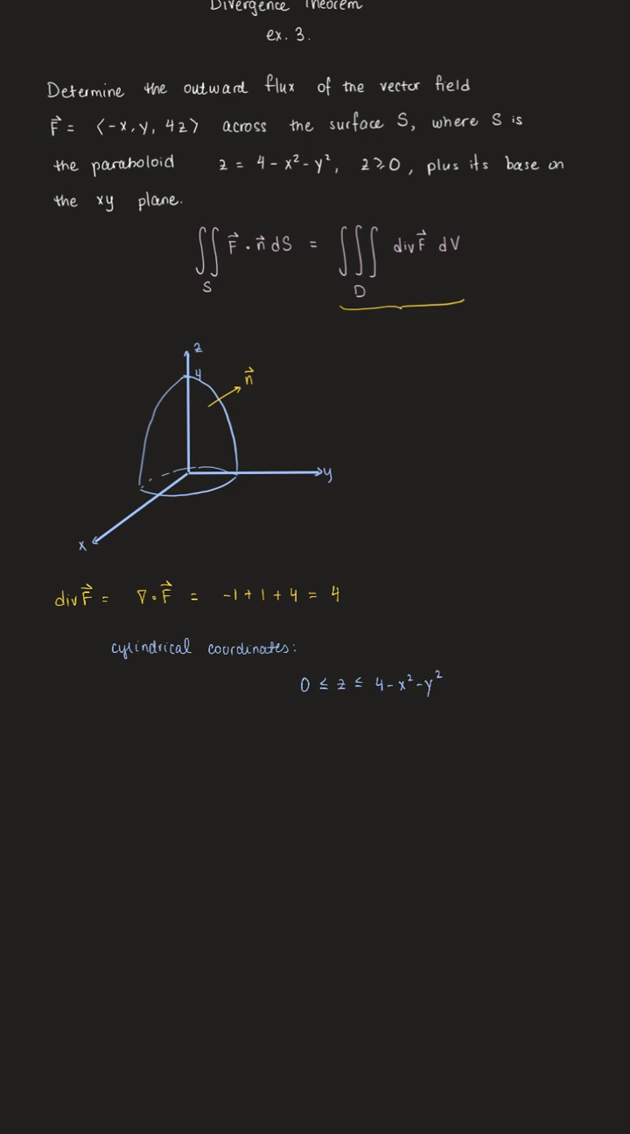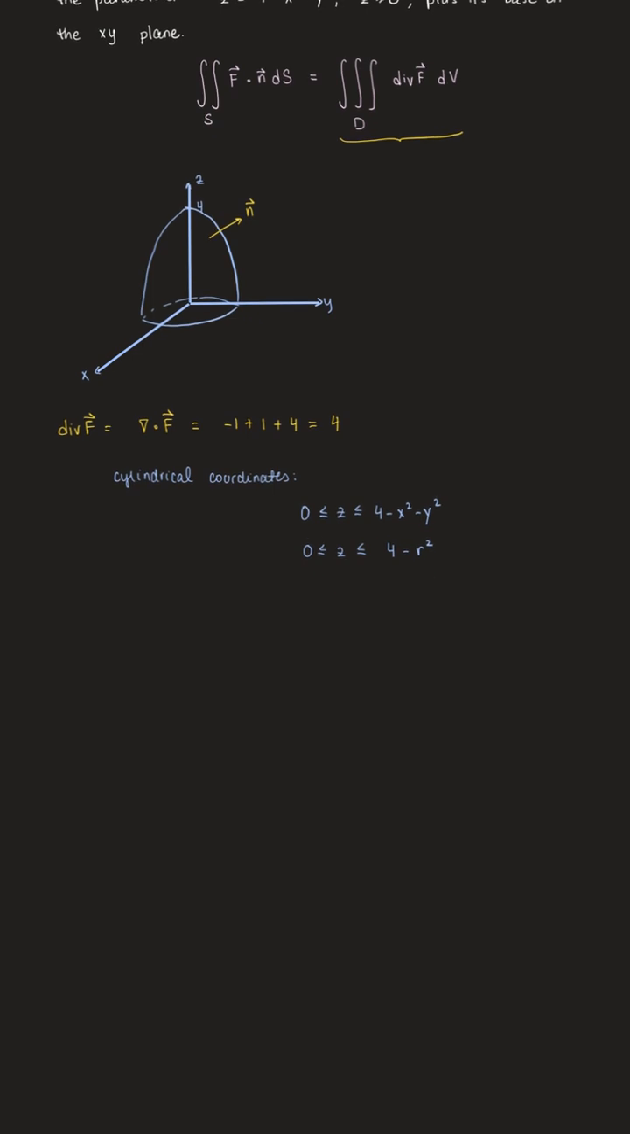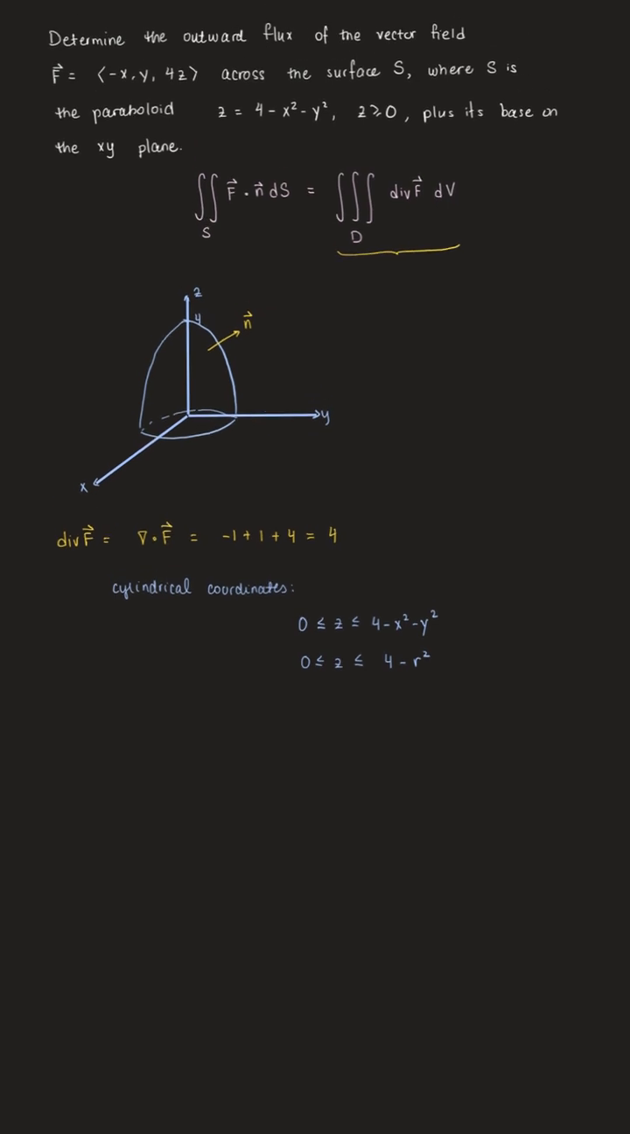And thinking ahead, if we're going to be using cylindrical coordinates, we can write this as z greater than or equal to 0, but less than or equal to 4 minus r squared, since x squared plus y squared is r squared. Now, as we look onto the xy plane, when our paraboloid intersects the xy plane, that's when z is 0. So that's when 0 equals 4 minus x squared minus y squared. So on the xy plane, we have a circle that has a radius of 2.